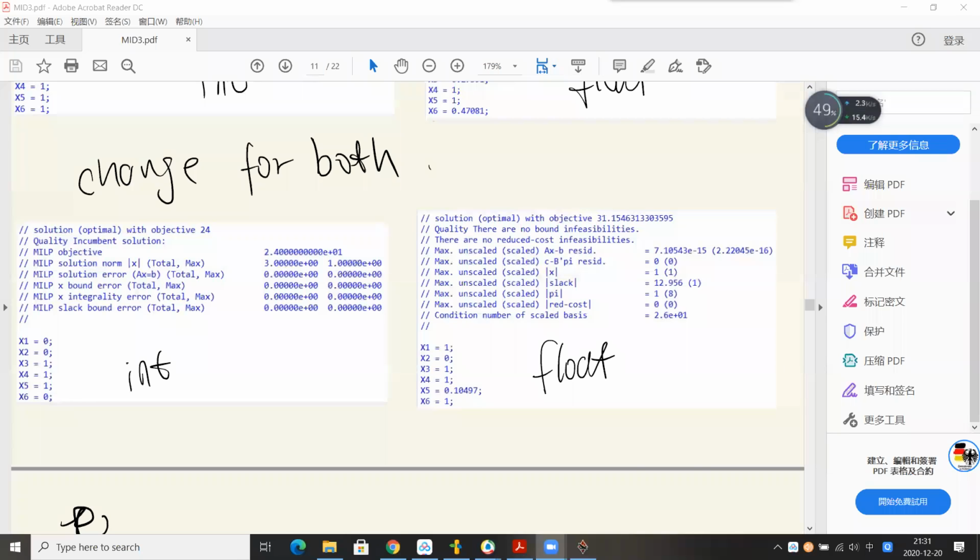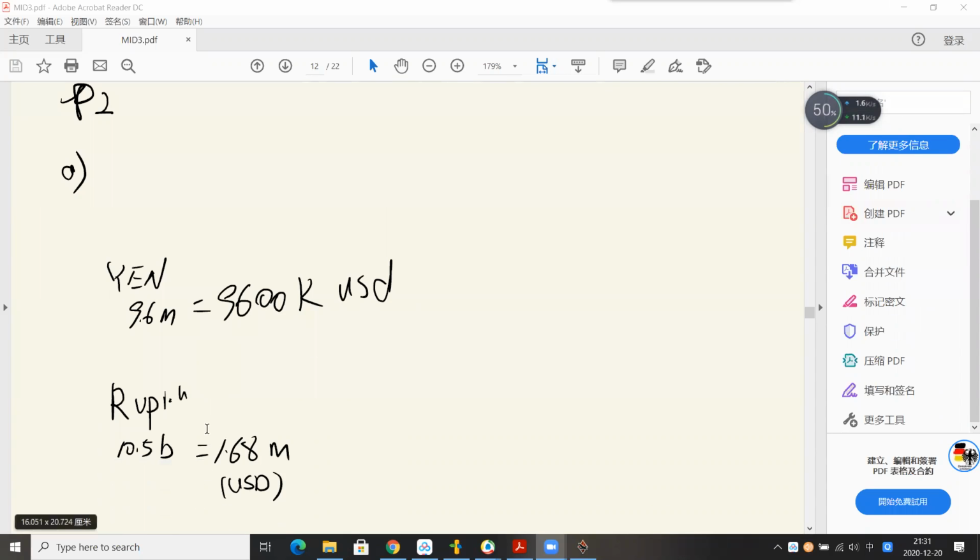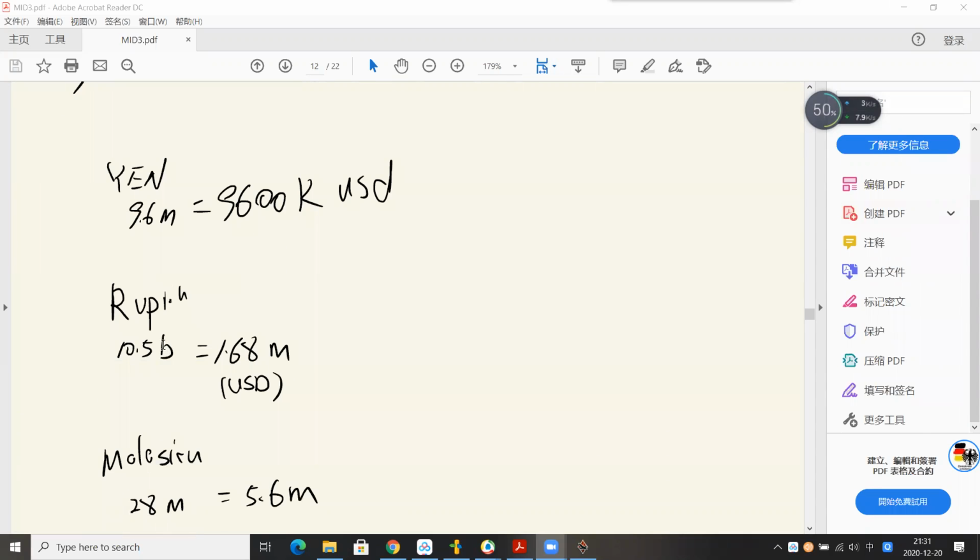Okay, let's start with problem two. Basically, problem two has three currencies: the Japanese yen, the Malaysian currency, and the Indonesian currency. In order to calculate, first of all, we need to change all of these currencies into U.S. dollars. For the Japanese yen, we have 9.6 million.